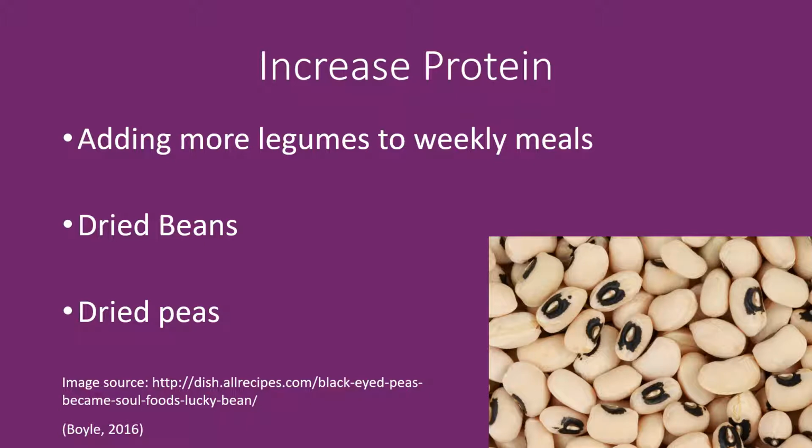Legumes are basically dried beans and peas, which are a good source of protein. Not just protein, but also iron if you have low iron, and they are rich in B vitamins and fiber.